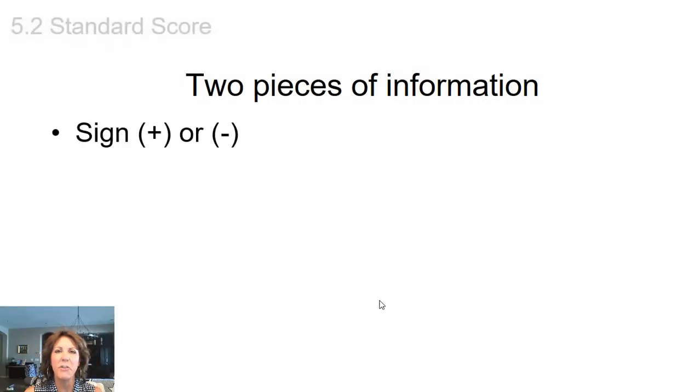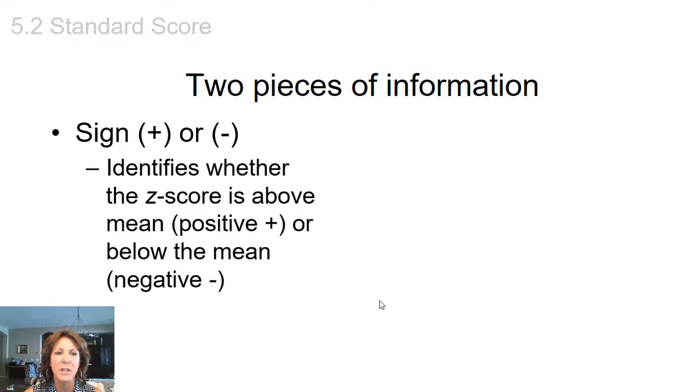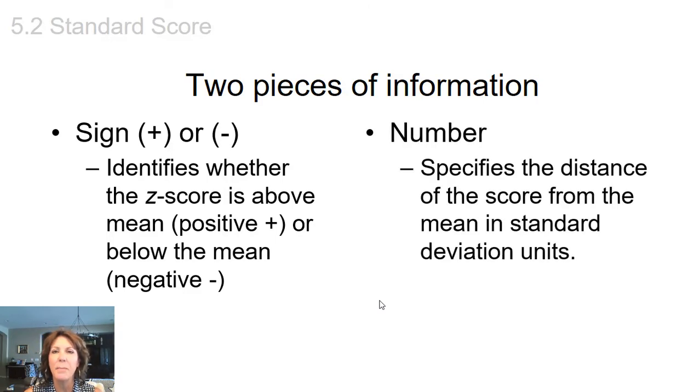There are two pieces of information that a z-score tells us. First of all, a z-score will either be positive or negative, and this will identify whether the score is above the mean, positive, or below the mean, negative. But a z-score is also a number, and that number specifies the distance of the score from the mean using standard deviation units. So how many standard deviations away from the mean is this particular score?